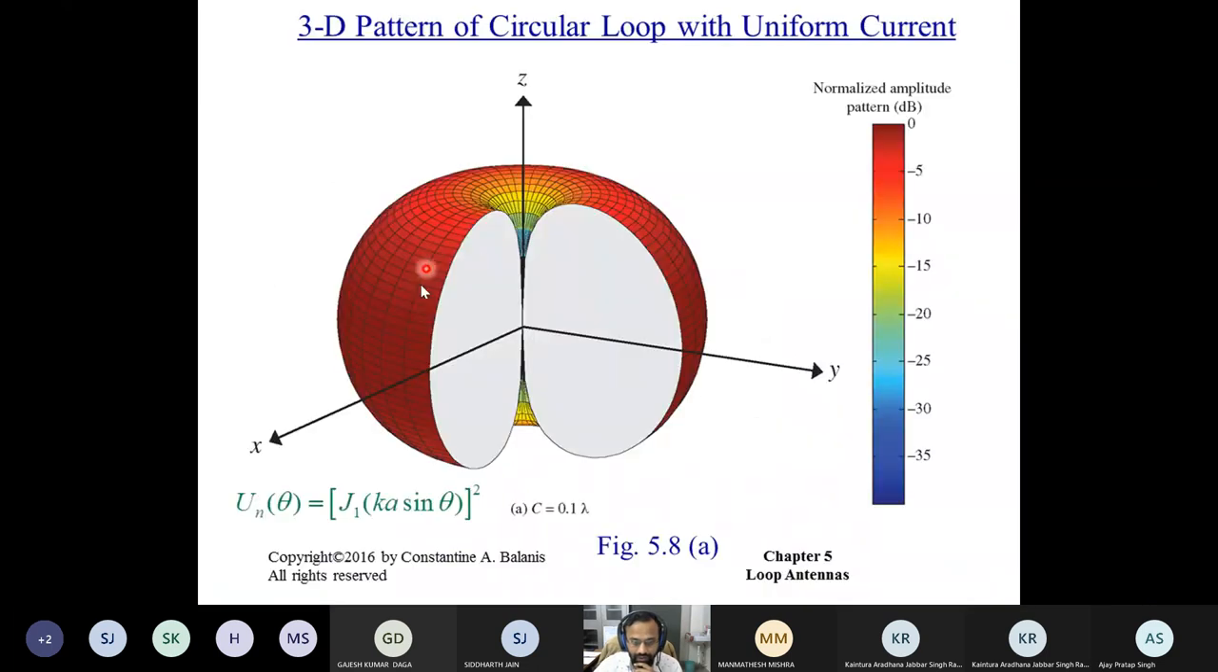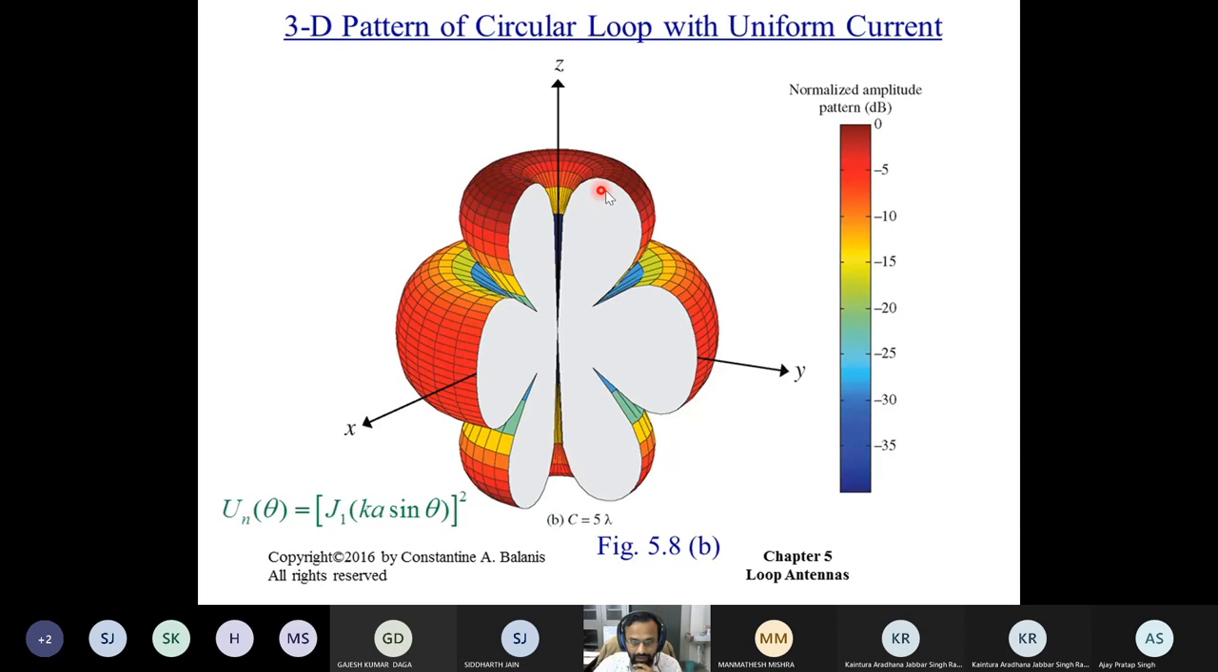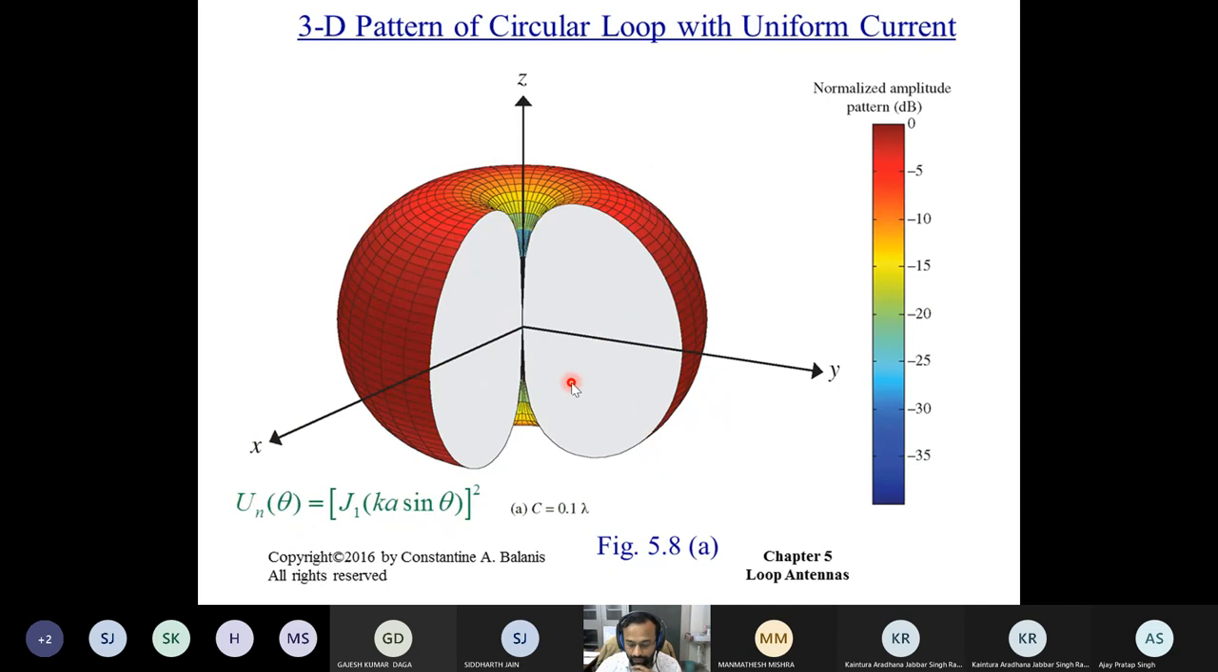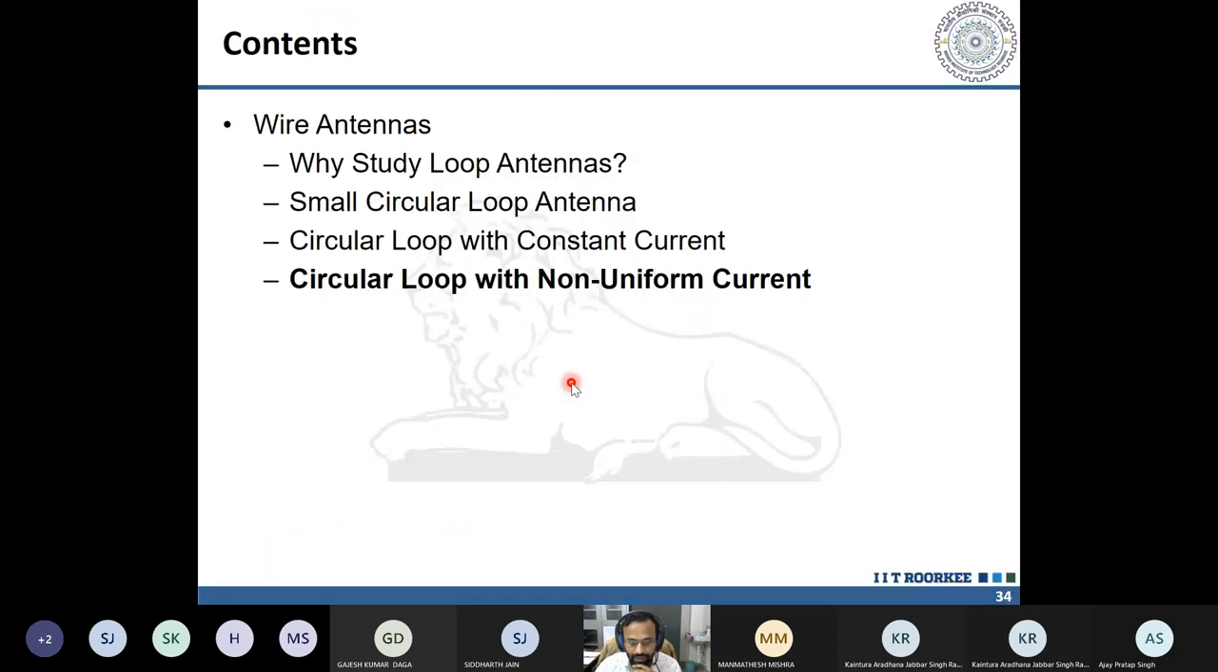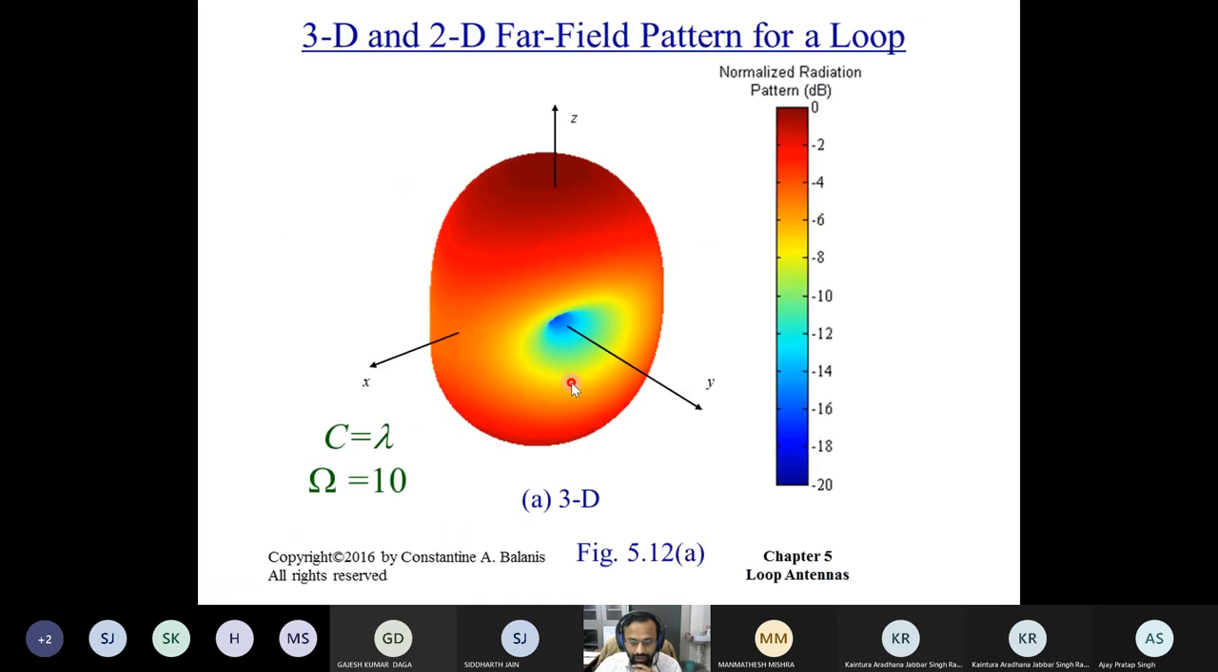So we saw that the radiation pattern will be a much more complicated expression, but it has an omnidirectional pattern, if you take the circumference to be 0.1 lambda. If you keep increasing the length of the antenna, then grating lobes start coming into the picture. So there is a limit to the length of the antenna which you can increase, assuming that there is a constant current source. But realistically, there won't be a constant current, there will be non-uniform current. And for the non-uniform current radiation pattern, even for circumference equal to lambda, you see it's much more complicated. It is not a simple omnidirectional pattern.